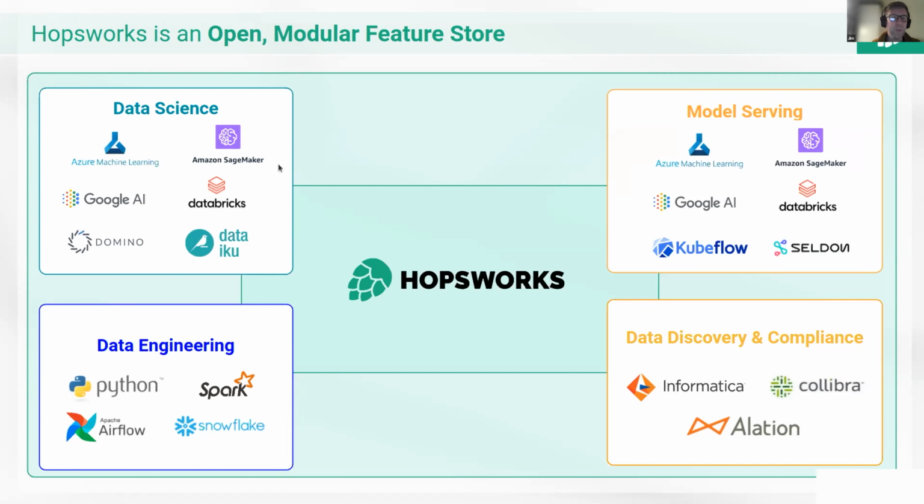So if you're working with SageMaker or Databricks or Azure Machine Learning Studio, you can produce training data in S3, for example, or an ADLS, and then your data science platform can read that training data, train models, and deploy a model to model serving infrastructure. And again, there's many choices out there today.